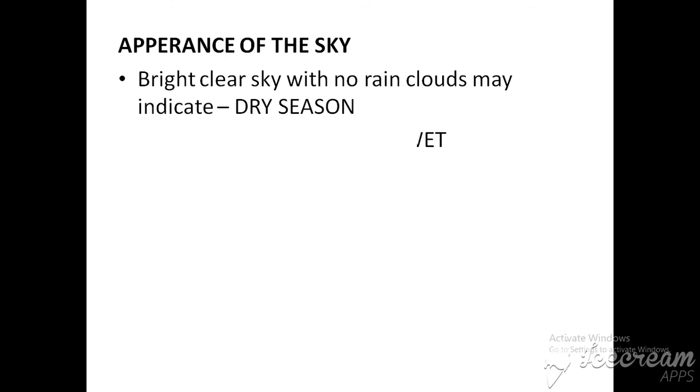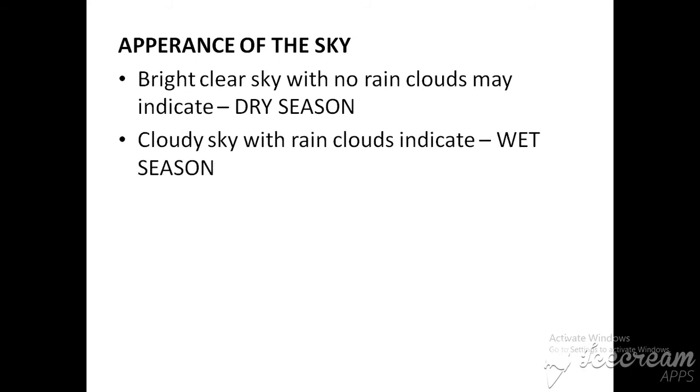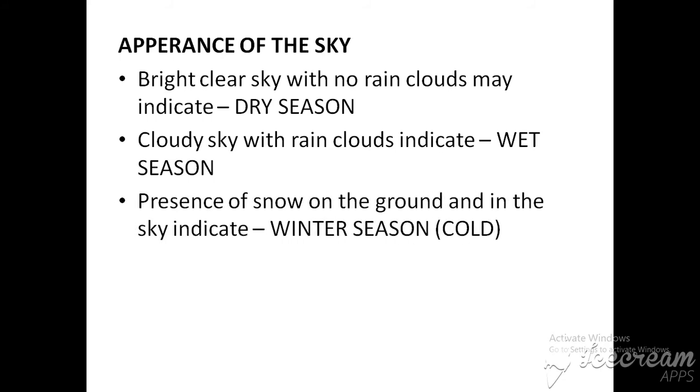But also if the sky is cloudy, it has clouds, especially rainy clouds, because there are some clouds which are not rainy, but if you see rainy clouds in the sky, that automatically indicates wet season. And also we can look at the presence of snow in the air, in the atmosphere, or on the ground. It indicates winter season.